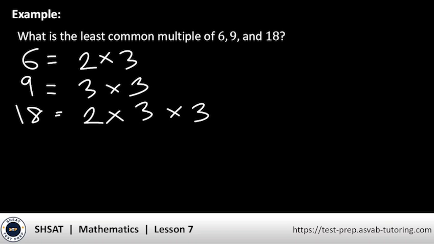So for least common multiple, what you do here is, first of all, you write down what's common. So what's common here is 3, right? And now what?